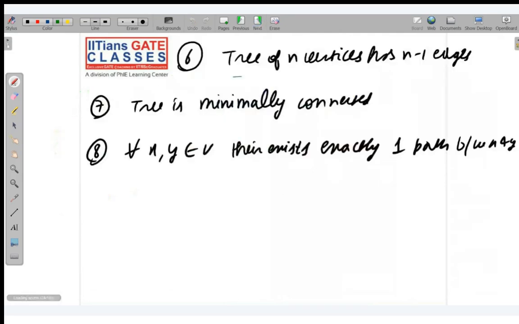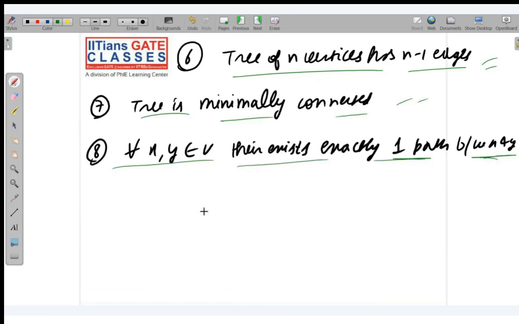Okay, so a tree of n vertices has n minus 1 edges. Obvious, you already know. A tree is minimally connected, we already know. For all x, y belonging to V, there exists exactly one path between x and y. That is also a property of a tree. If you want me to prove it, I can prove it. Otherwise, I think in data structures you have studied it.